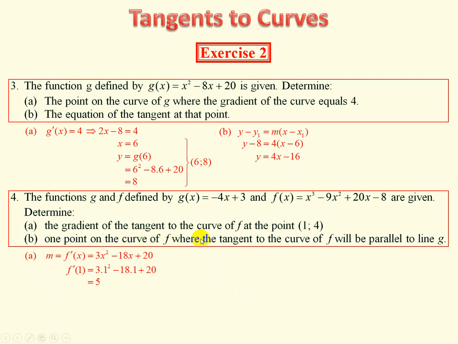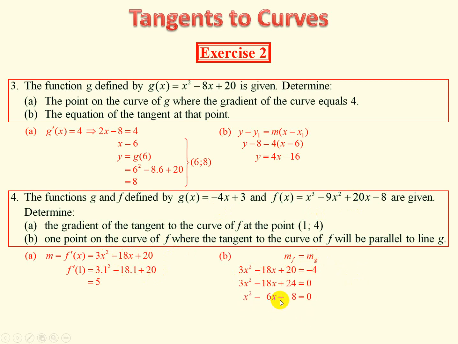Find one point on the curve of f where the tangent to the curve of f will be parallel to the line g. Well, for them to be parallel, their gradients must be equal. That being a straight line graph, that's pretty easy. The gradient has to be minus 4. So therefore, the gradient, and there's the derivative, must be equal to minus 4. So there we are. The gradient of f equals the gradient of g. So we've equated.